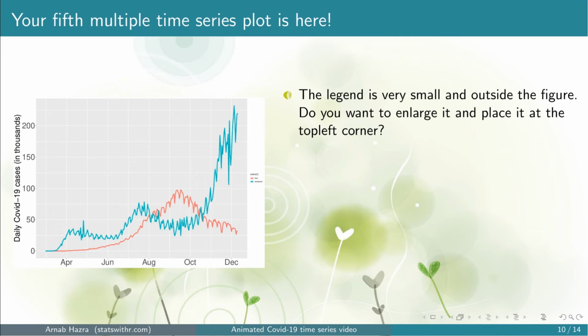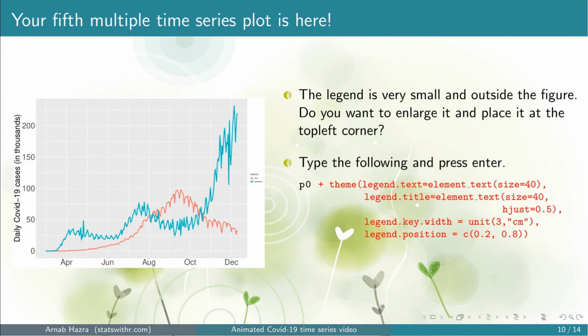You might want to enlarge it and place it at the top left corner. To do that, add theme legend.text equals to element text size equals to 40. This enlarges the legend text. Then legend.title equals to element text size equals to 40. This enlarges the legend title. Then hjust equals to 0.5. This places the legend title at the top center of the legend.